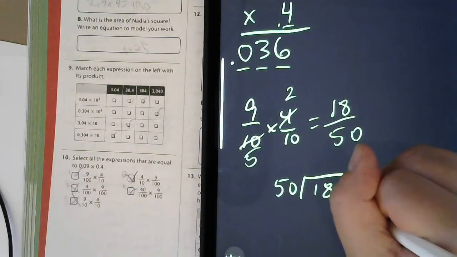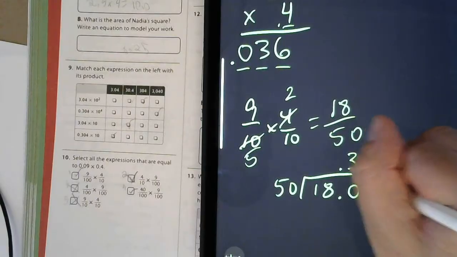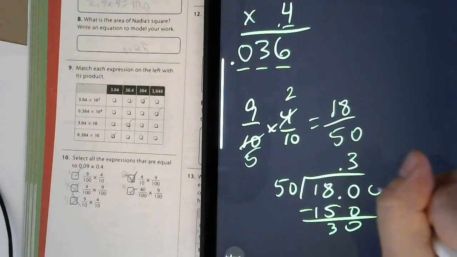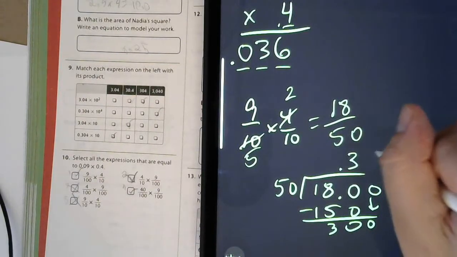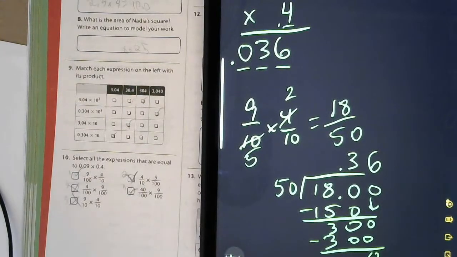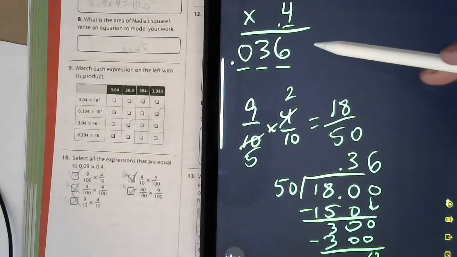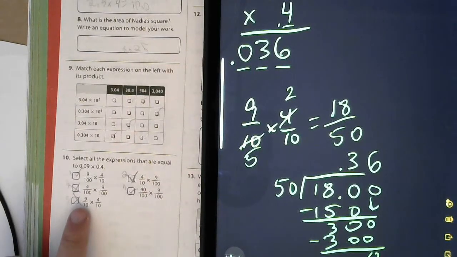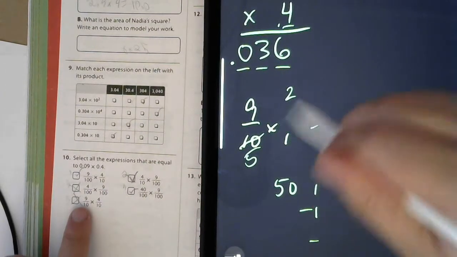Now 50 doesn't go into 18, so I'm going to add that decimal and that 0. 50 does go into 180 3 times. That'd be 150. I'll subtract and get 30. I'll add a 0 and bring it down. 50 goes into 300. That'd be 6 times. So we get a remainder of 0. Now look, we were looking for 36 hundredths. We got 36 thousandths. So this third one would not work. Not going to happen. It's off by just a little bit. But it's important that we did the math to figure that out.